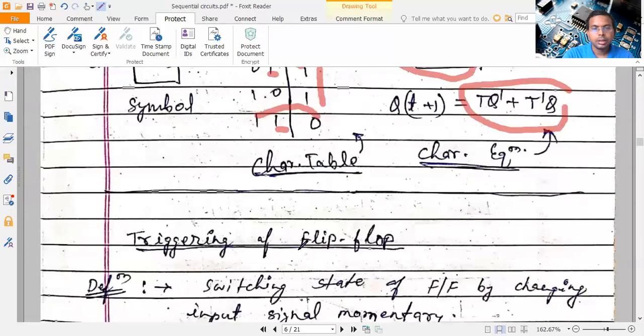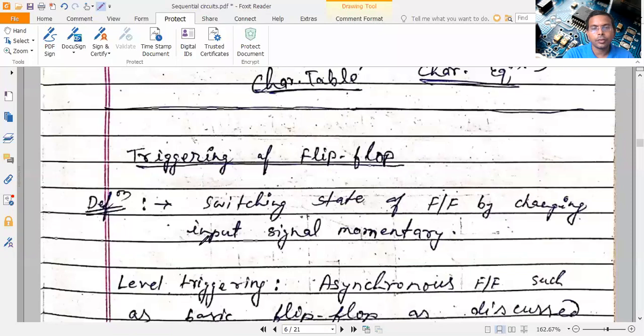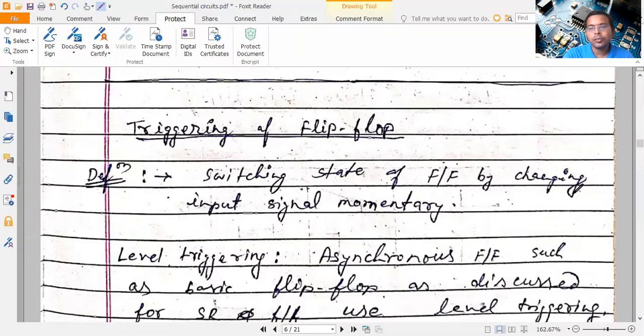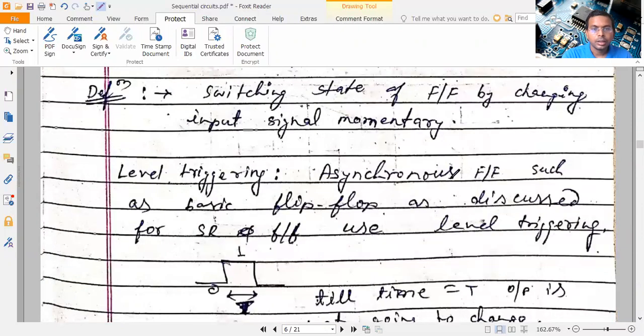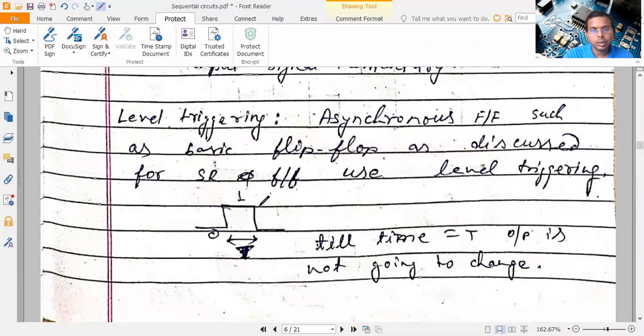So now we can see the triggering of flip-flops. Switching the state of flip-flops by changing the input signal momentarily is called triggering. When we change the input signal for some moment, then the output state will switch, and that is called the triggering of flip-flop. So there may be level triggering and edge triggering. For asynchronous flip-flops, such as the basic flip-flop as discussed for SR flip-flop, we use level triggering.